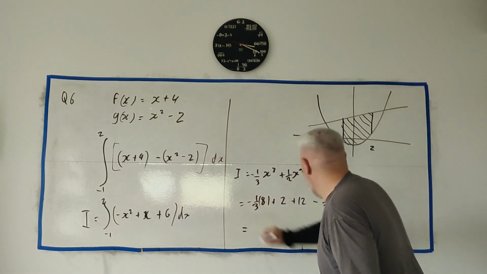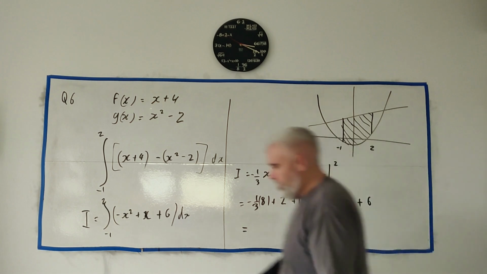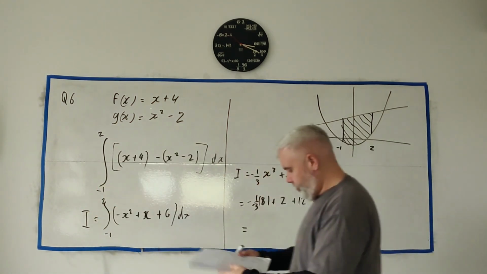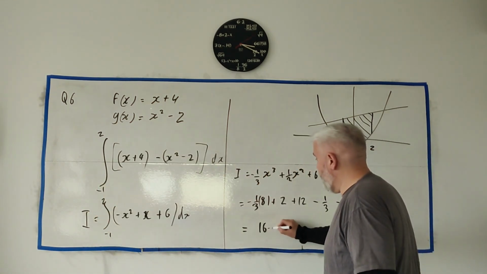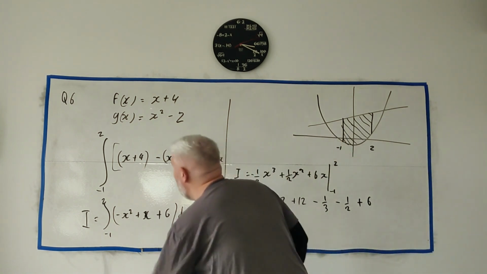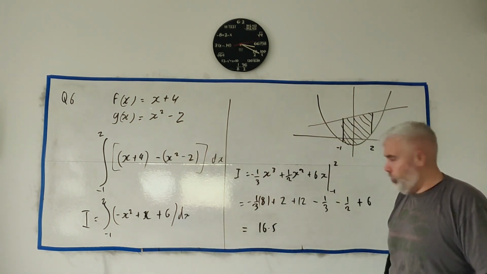And we clean all of this up. Let me see, I'm sure I have the answer done out here. We get 16.5, and that's the full answer. That's the area between these two curves.